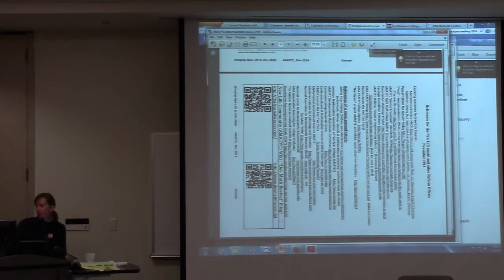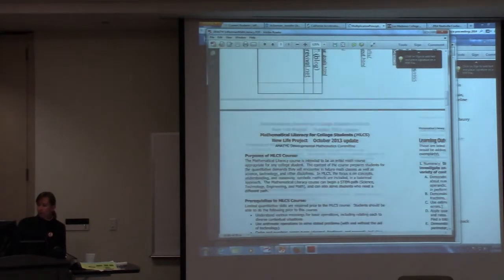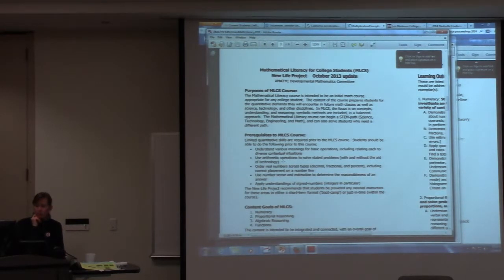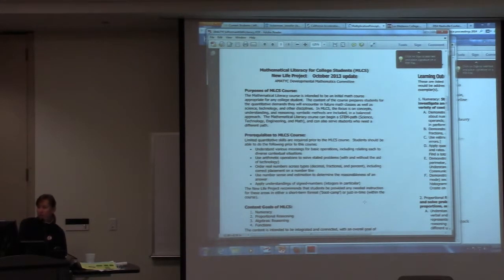Now, the one thing you have to be careful about with some of this, can I blow this up? Right here. So one of the reasons I kind of agree with Ann about developing it ourselves is if you look at the prerequisites to the class right here, they have use arithmetic operations to solve stated problems, order real numbers across types, use number sense and estimation, and apply the understandings of signed numbers. So there are some minimal requirements. You can't just maybe take somebody who's tested borderline E's, Math 55, and dump them in one of these courses and think it's all going to be hunky-dory. There is some level of thinking that these students have to come to be successful in a one-semester preparation pipeline.